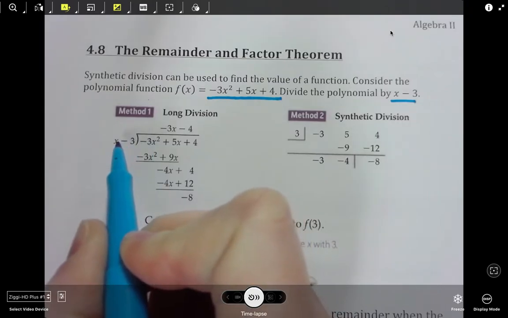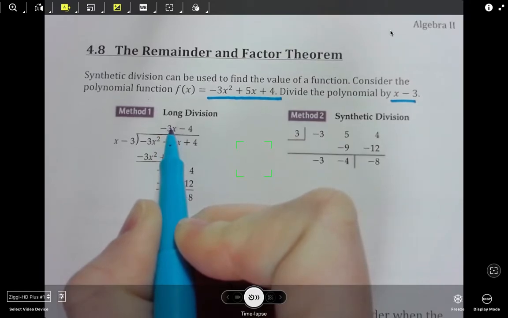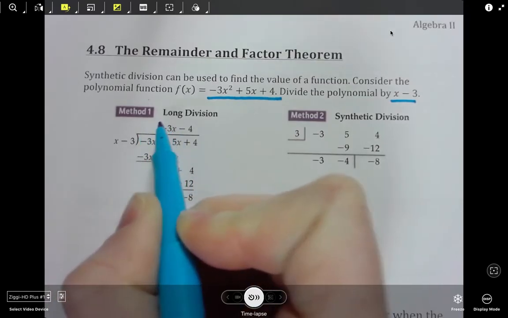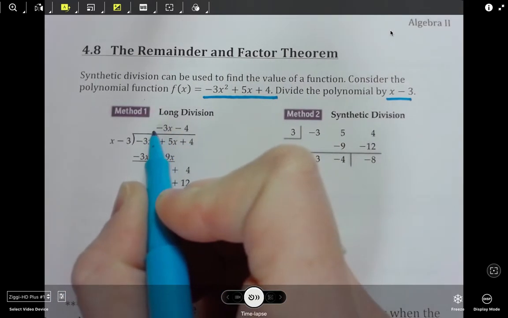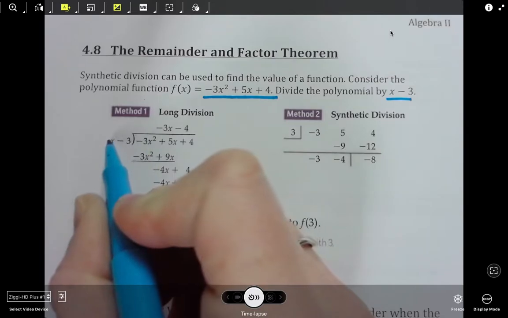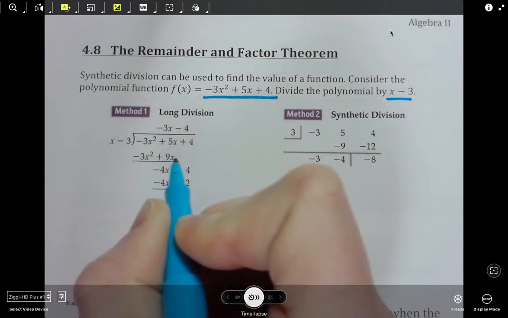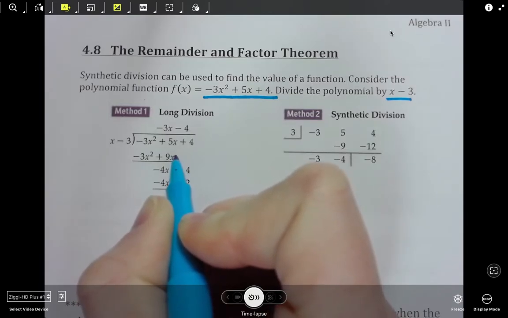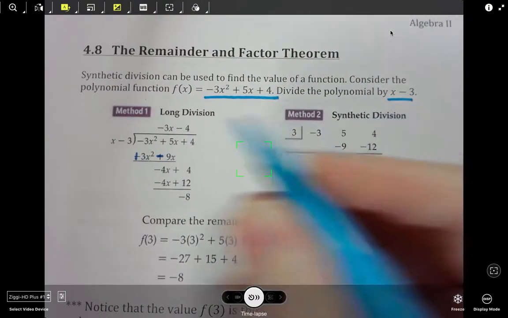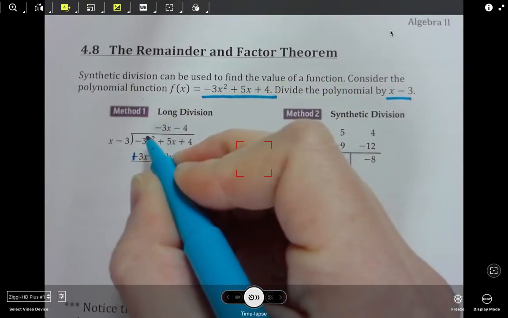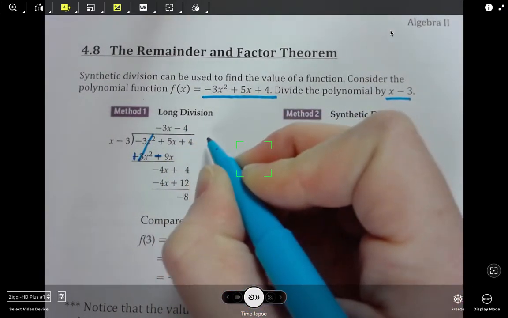So what we do is we ask ourselves, what can we multiply by x to get negative 3x squared, and it's negative 3x. This is kind of shifted over a little bit. Usually I put it right over top of where it's at, but this is just how the book did it. Then you multiply back through. Negative 3x times x is negative 3x squared, and negative 3x times negative 3 is positive 9x. Then you flip the signs, so that one changes to plus and that one changes to minus, and then you add. The 3x squareds go away, 5x minus 9x is negative 4x, and then I drop the 4 down.